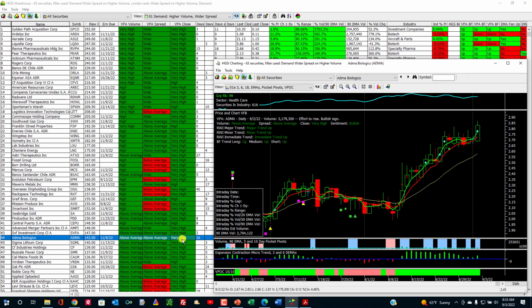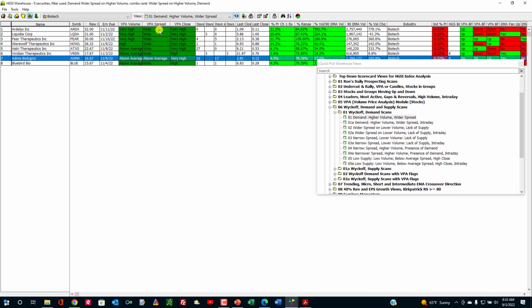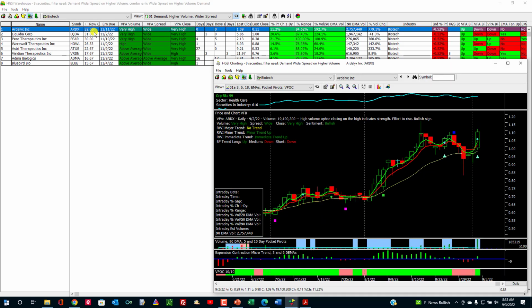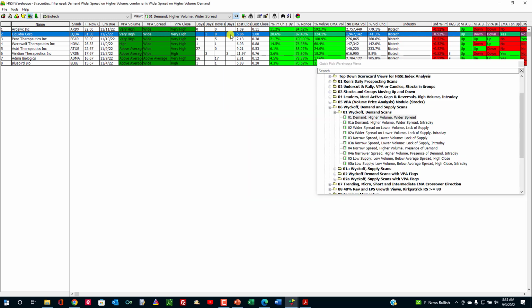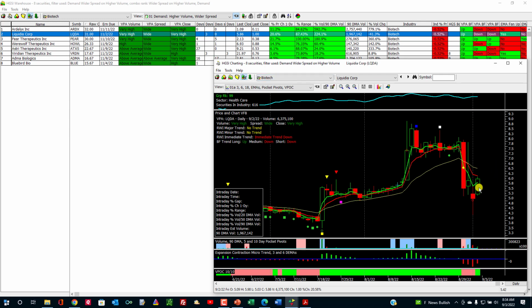But if I want to get into the biotech list, I just change to the industry group, and you can see that all of these biotech stocks were in high demand. So let's just look at a couple of them. This is a little cheap stock, $1.09. Let's look at something that may be a little more expensive. Let's go to this one.